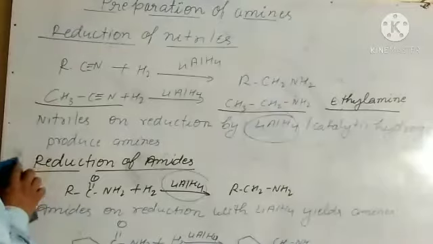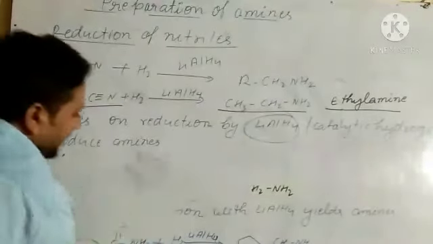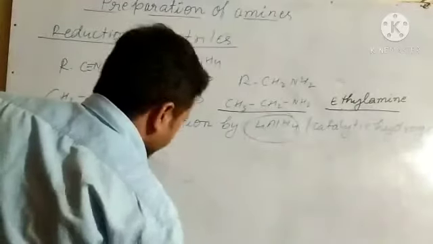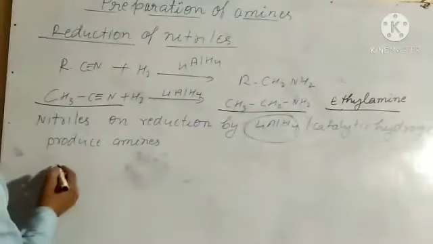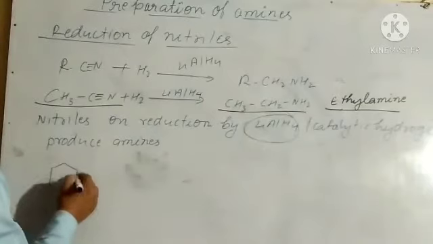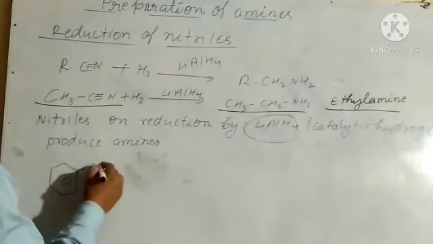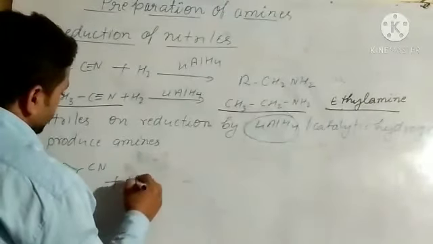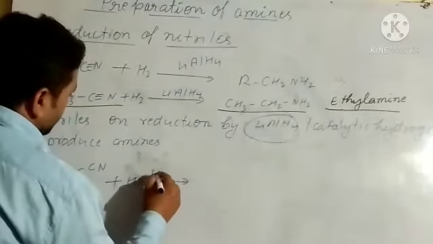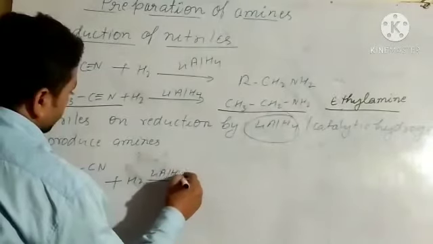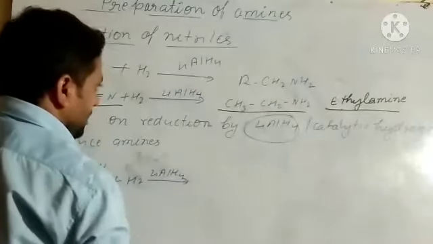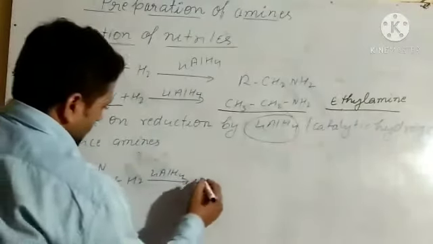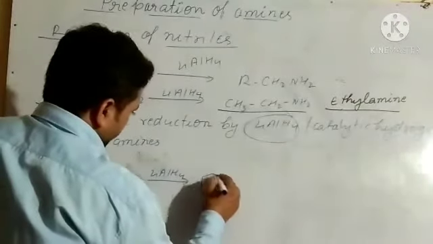So in reduction of nitriles, what can we use? We can use it also like this. Benzene nitrile we are taking, and it is reduced in presence of lithium aluminum hydride and gives amines.